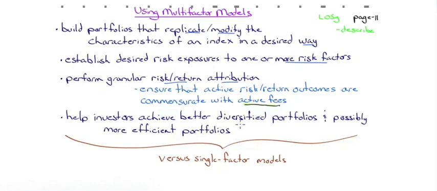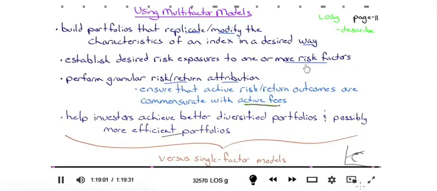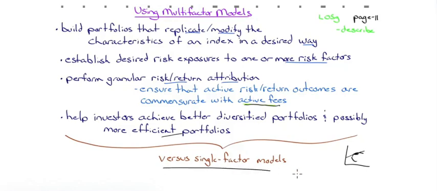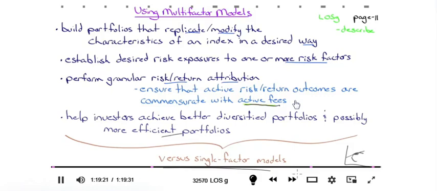Help investors achieve better diversified portfolios and possibly more efficient portfolios. And that's the example I gave, that rather than looking at one particular risky asset portfolio and designing all portfolios as a combination of a risk-free asset and the market portfolio, we can start thinking of portfolios that have just the risk factors we want without all of the others. And of course, all of these advantages that we have here, or these potential benefits, are versus a single factor model. And that brings this to an end.